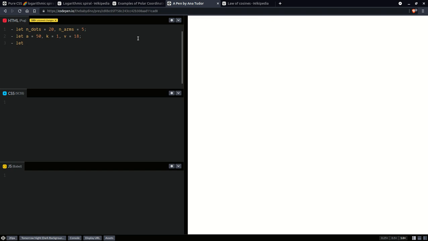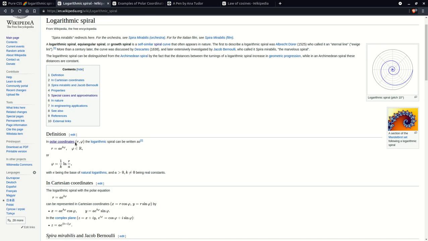Let's start computing stuff. First, the total number of dots for our demo, and this is going to be the number of dots per arm times the number of arms. Then we are going to compute a unit angle, and this is going to be 2 pi over v. So basically this is going to be our unit angle. For each of the dots on our spiral, its position angle is going to be its index times the unit angle.